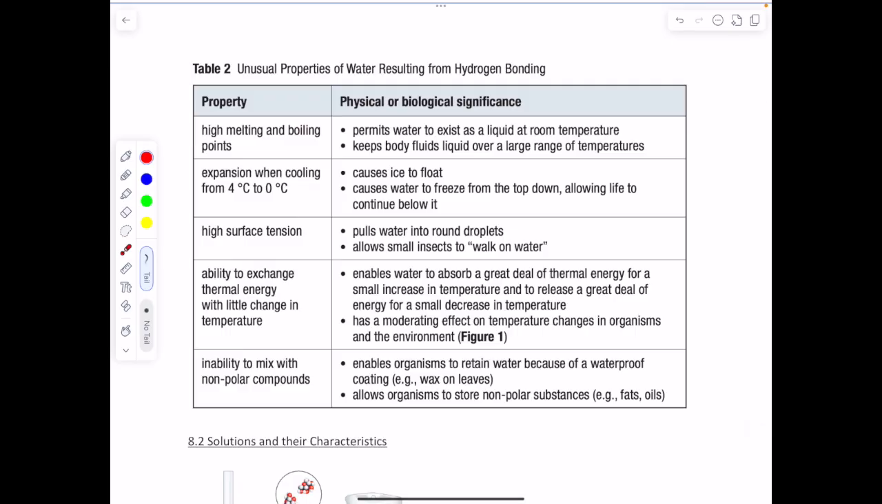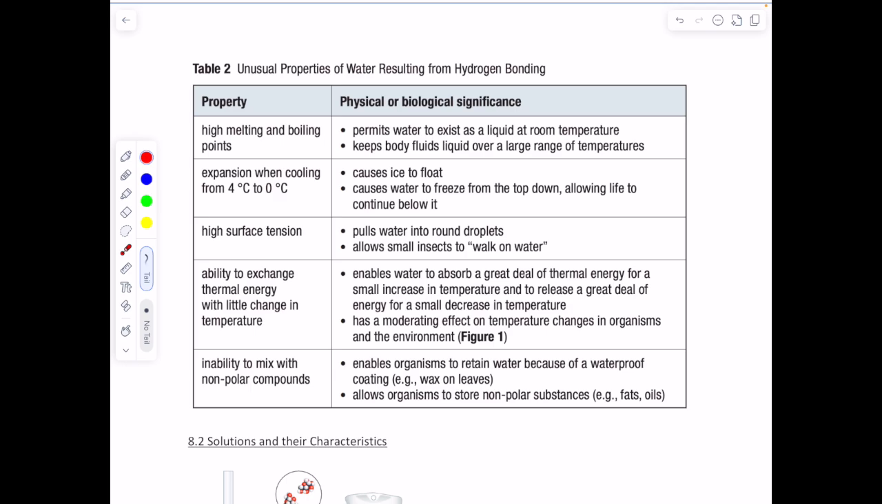In Table 2, we see the unusual properties of water resulting from hydrogen bonding. The first property is the high melting and boiling points. This permits water to exist as a liquid at room temperature, and it keeps body fluids liquid over a large range of temperatures.